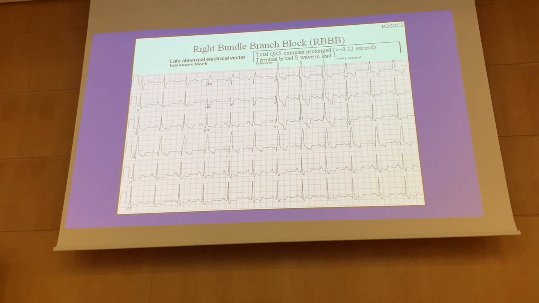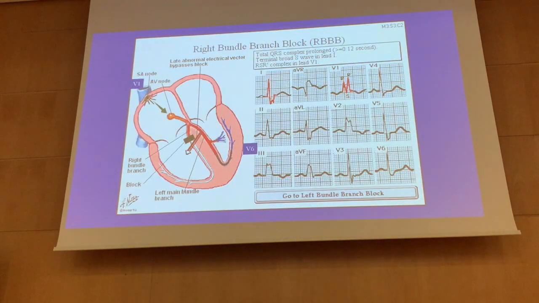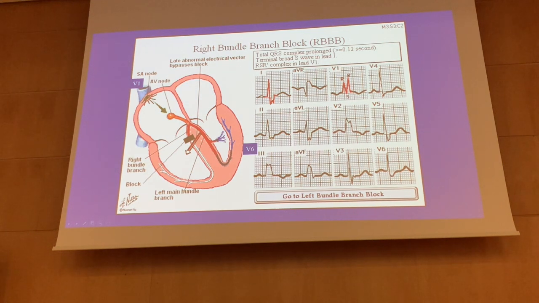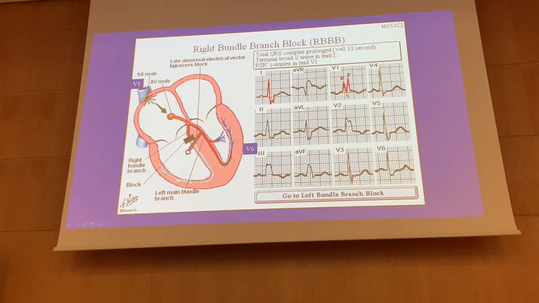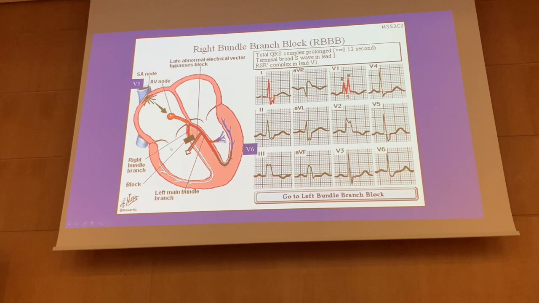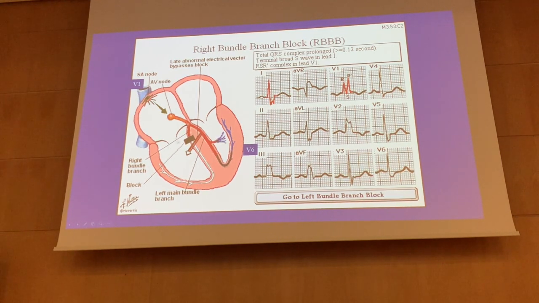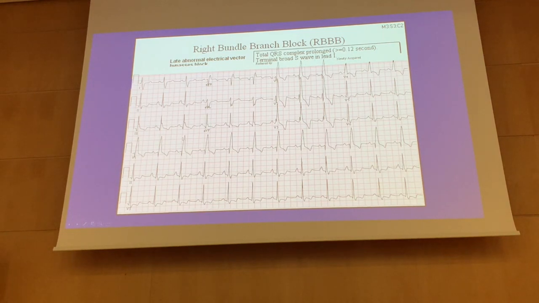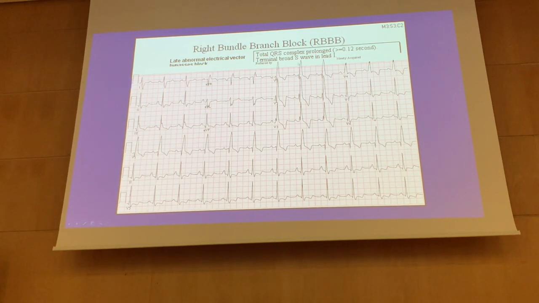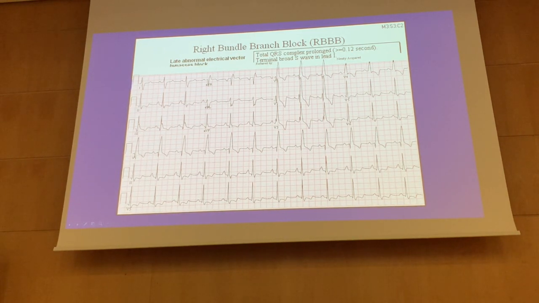And this is right bundle. Now the problem in the right bundle is here. So this bundle got blocked, so the electricity comes from the left ventricle to the right ventricle. So it will be positive in V1, V2. Must be positive. And wide. This is the definition of right bundle branch block, simply because there is a positive R in V1. Remember, R in V1 should be small, tiny, but now it's very, very big. And wide. This combination we call right bundle branch block.